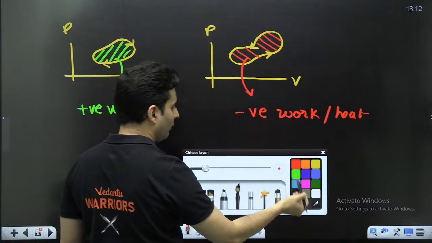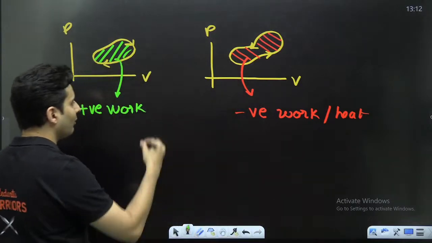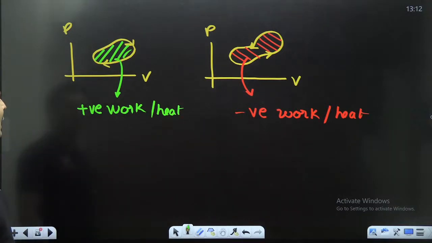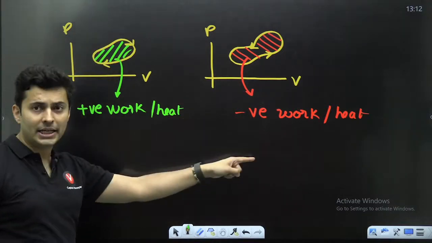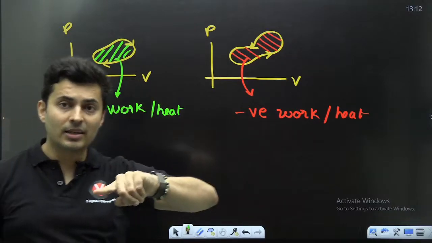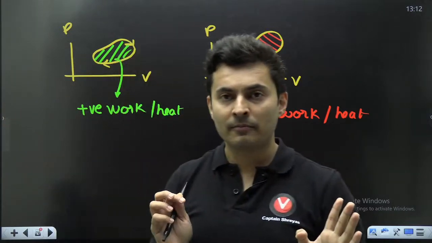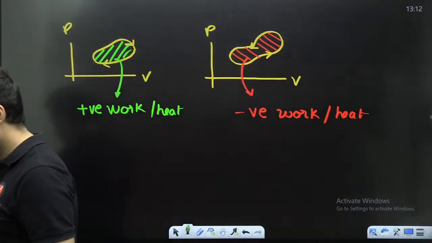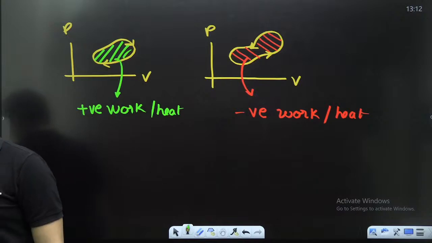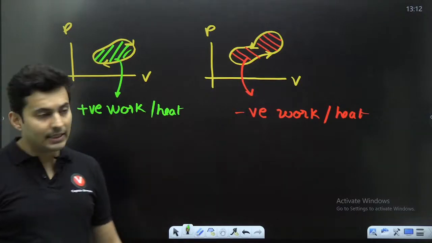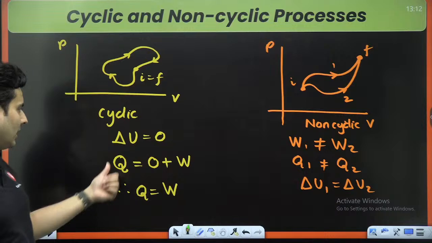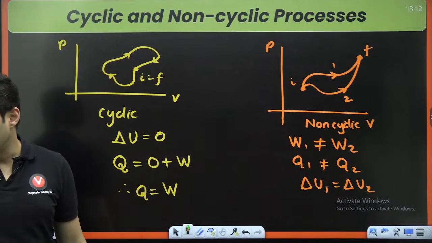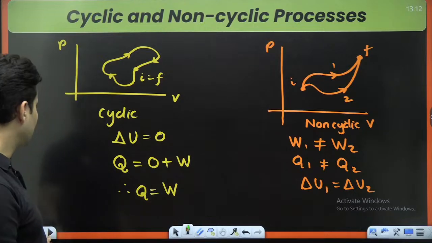If heat is positive, work is also positive. If heat is negative, work is also negative, accordingly the same sign. So clockwise is positive, anti-clockwise is negative. In chemistry, it is exactly opposite. The sign conventions for work are exactly opposite, so don't get confused. In a cyclic process, delta U is 0, because you are coming back to the same point.